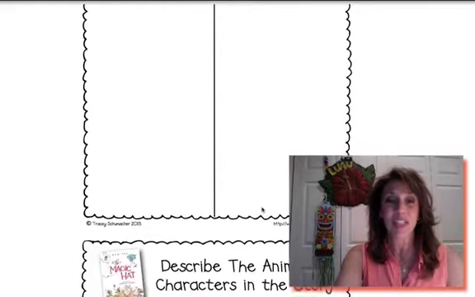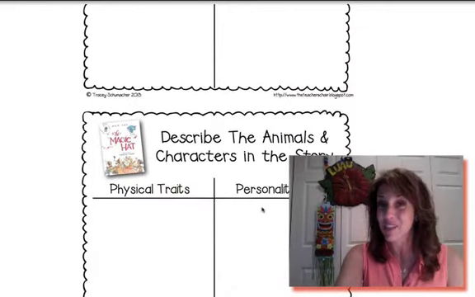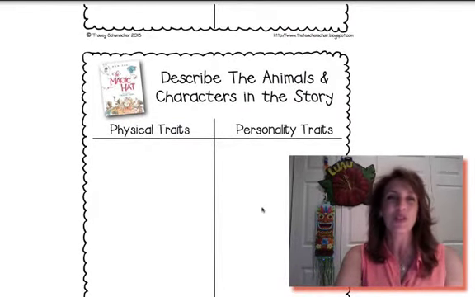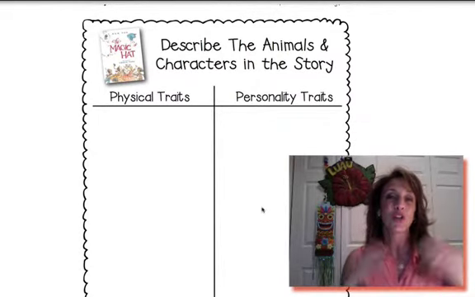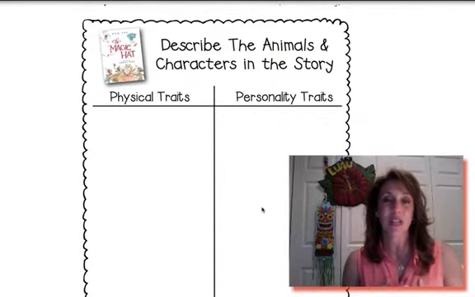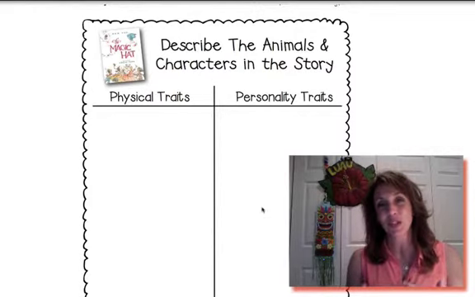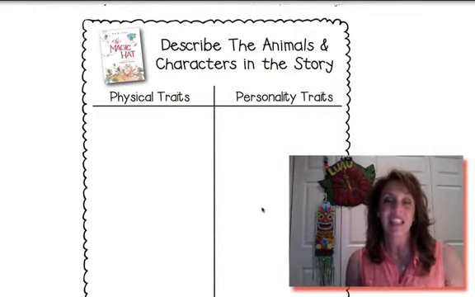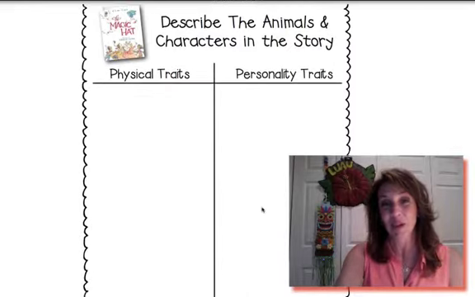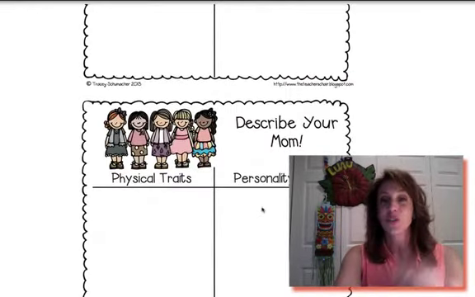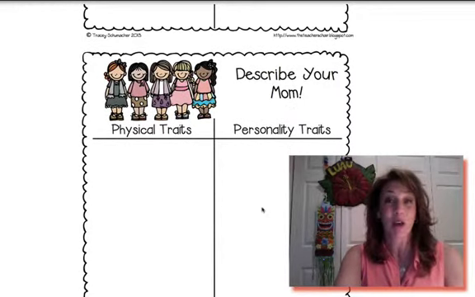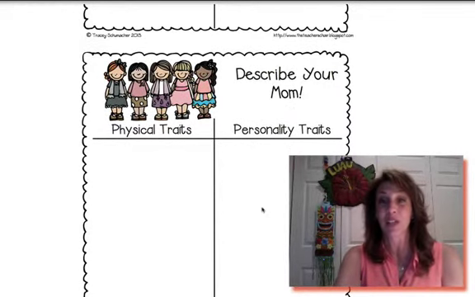I then like to do a second reading of the story because once is never enough, and we go through the physical traits of the animals, like the warty toad and the hairy baboon. And then because the story doesn't mention too much on personality traits, I have the students brainstorm what types of personalities they think the animals have as well. After all that groundwork is done, the kids can then go on to do the same thing to describe their moms, physical traits and personality traits.